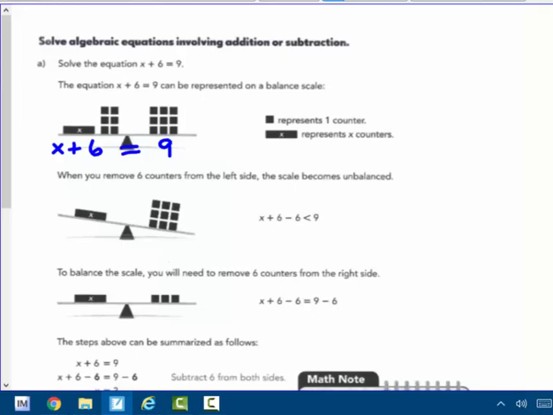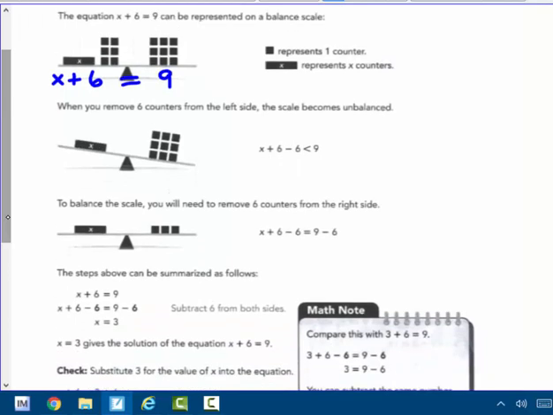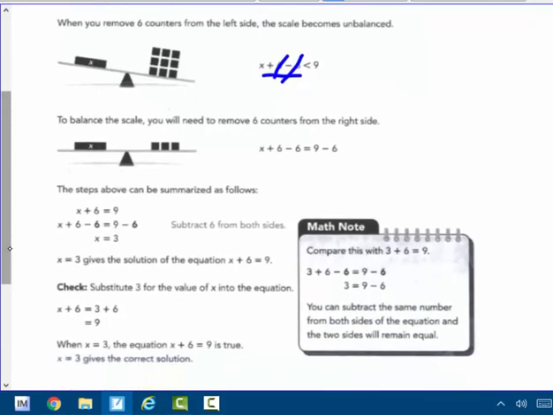When you remove the 6 counters from the left side, so these are taken off, you get x plus 6 minus 6 is less than 9, right? X plus 6, we took those 6 away. So x is less than 9. To balance the scale, you would need to also remove 6 of the counters from the right side. So we got to take 6 off, right? So now I get that x plus 6 minus 6 equals 9 minus 6. So I've taken 6 away on the left member, 6 away on the right member.